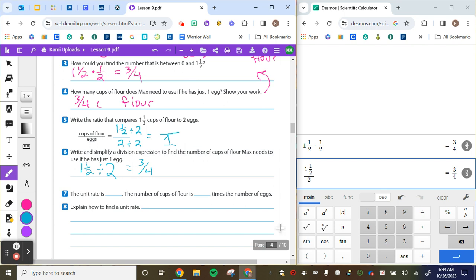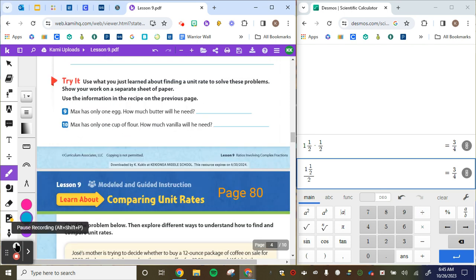So we know that it is 3/4 cup for every 1 egg. So our unit rate is 3/4, which means the number of cups of flour we need is 3/4 times the number of eggs. So in question 8, explain how you found the unit rate. Pick the method that you like the best and explain how to use it. You could do the double number line method. You could say the multiply by the fraction method, or you could explain the set up a ratio and divide method. So pick which one of those 3 you like and answer question number 8.